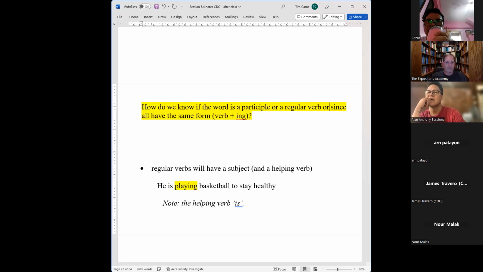Okay, it could be a participle, a regular verb, or it could be a noun. And we call that in English a gerund. You guys remember that word? We talked about this a while ago. A gerund is just a fancy word for a verbal that's functioning like a noun. I'll show you some examples.